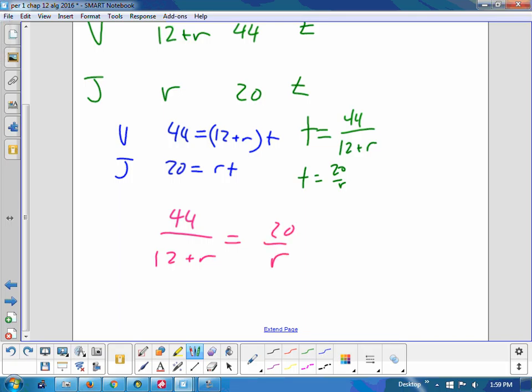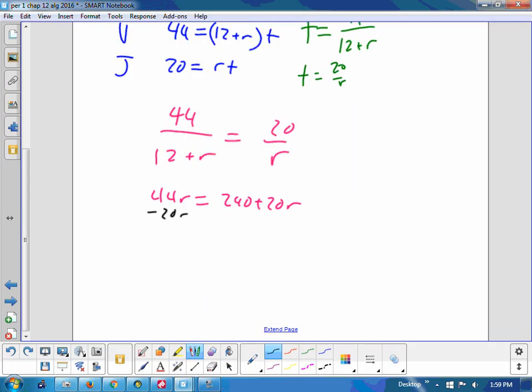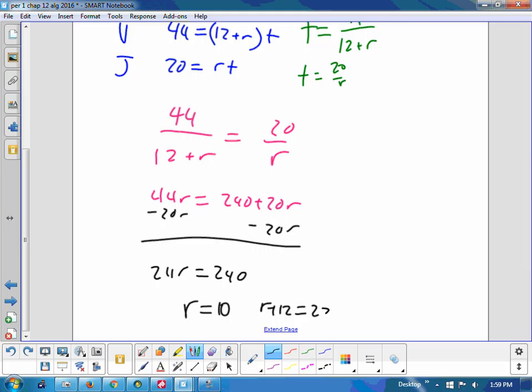If we cross multiply, we get 44R equals 20 times 12, which is 240, plus 20R. And if we solve for R, subtract 20R from both sides, we get 24R equals 240. So R equals 10, and R plus 12 would equal 22. That looks like it's the correct answer. I have to check it. I'm going to pause here. Let's see.